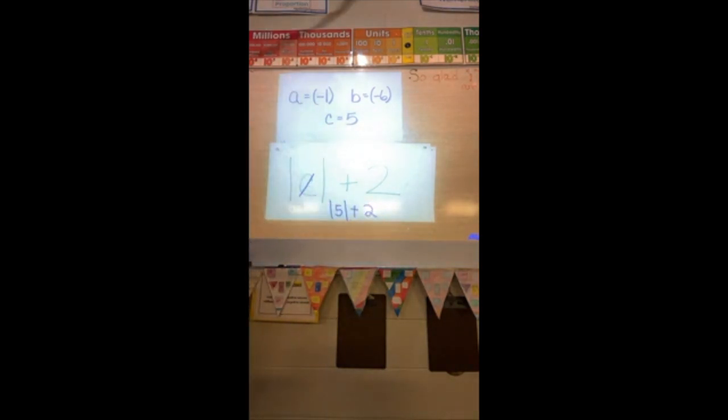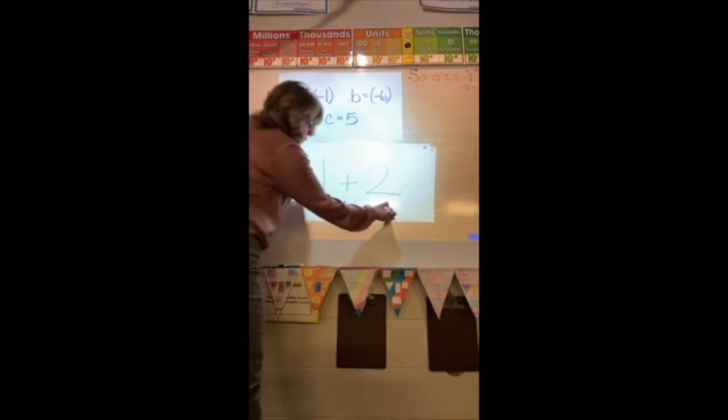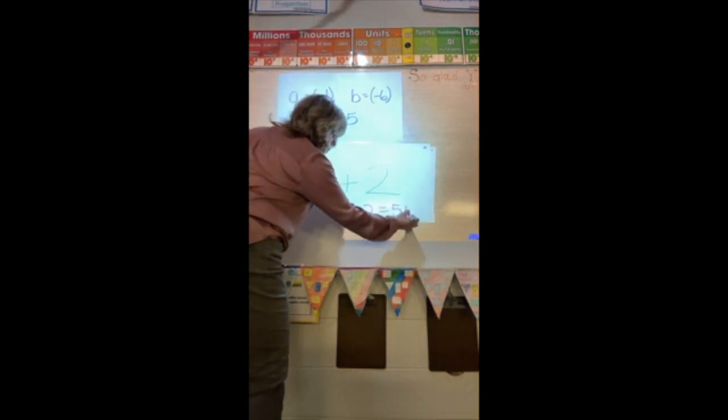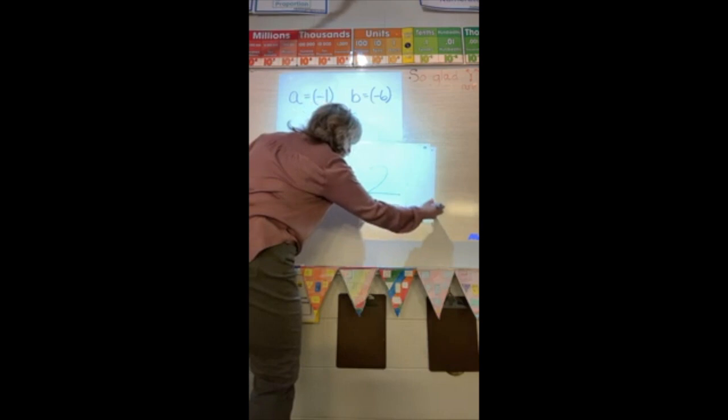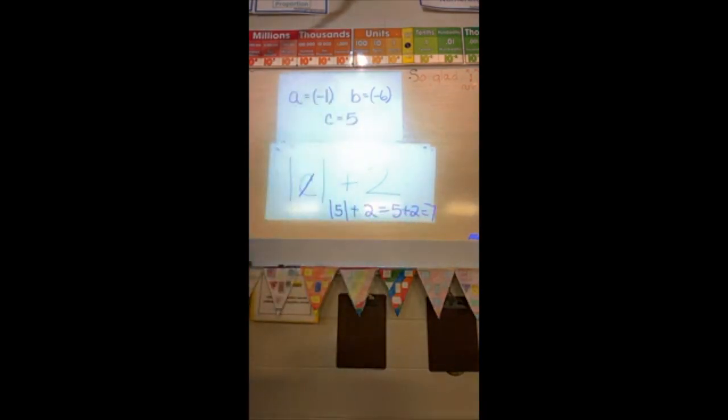What can we do to simplify? Well, we know the absolute value of 5 would be the distance from 0. So how far is 5 away from 0 on a number line? Plus your 2. So we get 5 plus 2 equals 7. I'd like you to email me any questions that you have on these. Let's try another one.